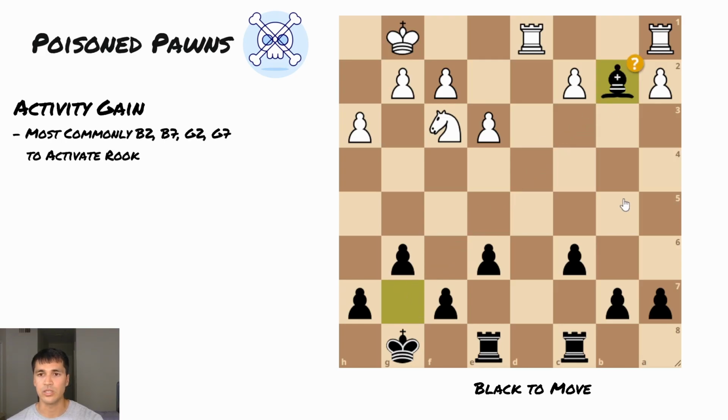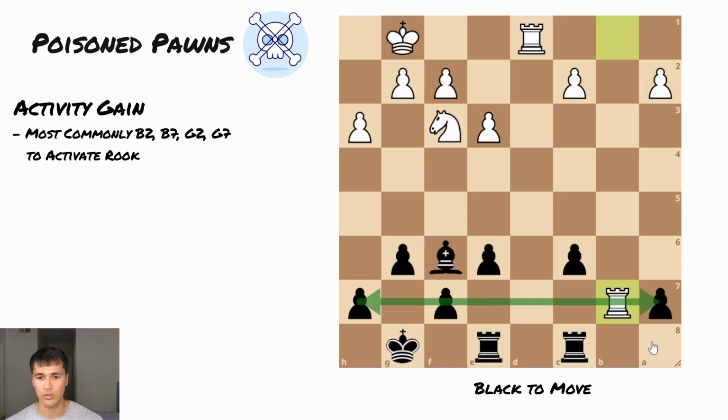So black takes b2. Now white moves their rook over to b1, skewering the bishop and the pawn. And the end result is that white is going to get their rook onto the 7th rank. So black runs back with their bishop, white takes the pawn and ends up with their rook on the 7th rank, which is a very powerful rank for the rook. So white has traded pawns in order to get their rook on this very powerful rank.